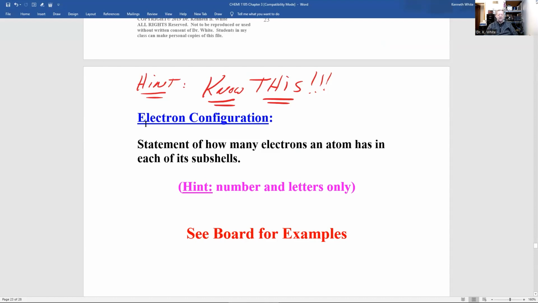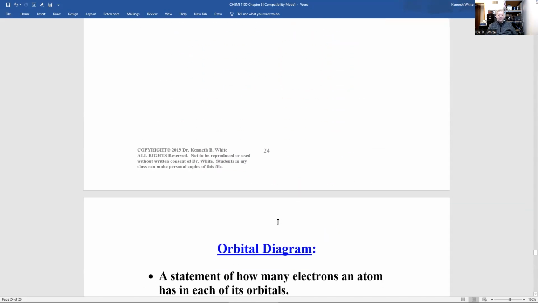Now, the electron configuration is a statement of how many electrons an atom has in each of its subshells. I will never, ever ask you what's the definition of electron configuration, but I will expect you to know how to do it for elements. So let's look at the following. First of all, I have here a hint: numbers and letters only. See board for examples.